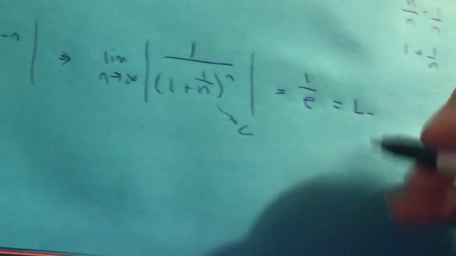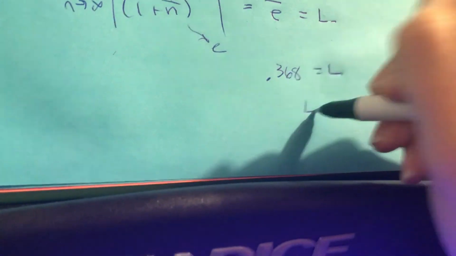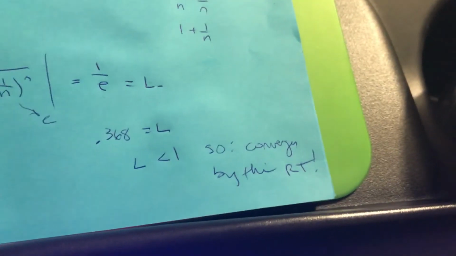1 over e is about 1 over something like 2.718, which is L. So that means L is less than 1, so it converges by the ratio test. Sure does.